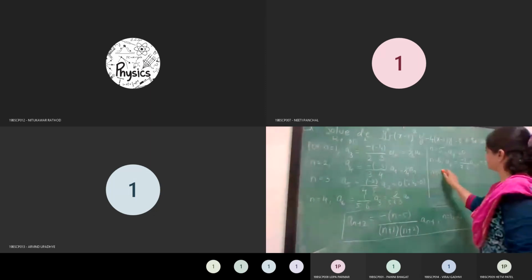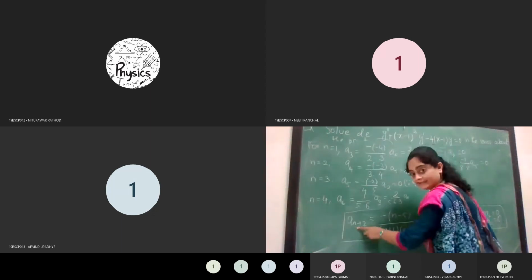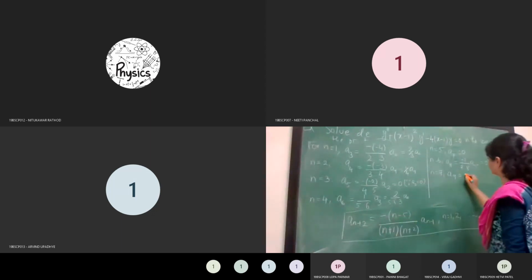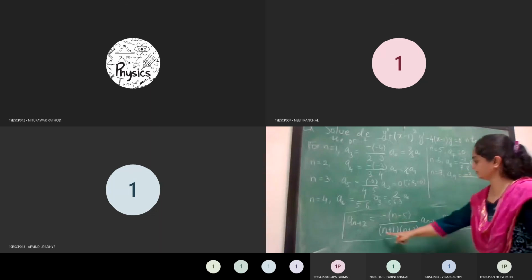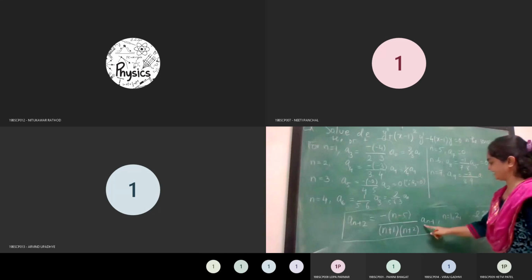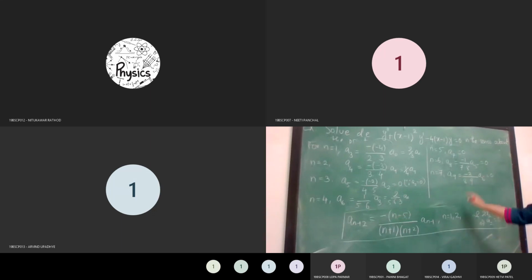What about n is equal to 7? n is equal to 7 will give me a9. So a9 is equal to minus 2 upon 7 plus 1, 8, 7 plus 2, 9 into a6. a6 is 0. Therefore, we are getting this as also 0. Are you getting this?